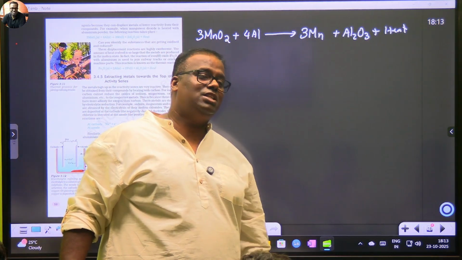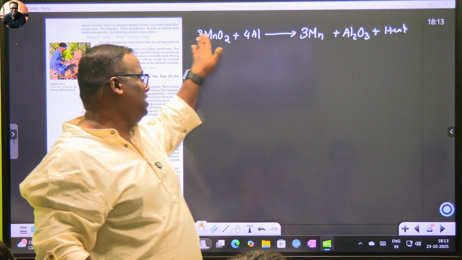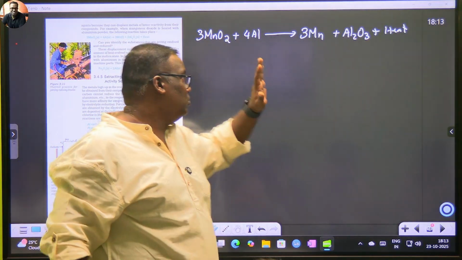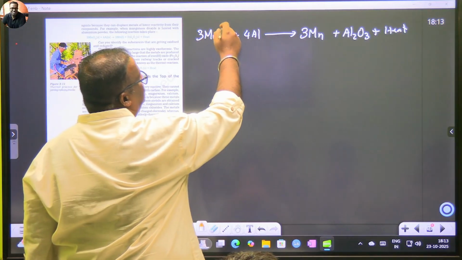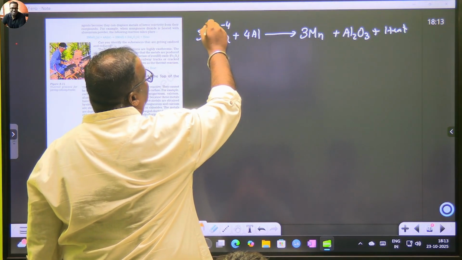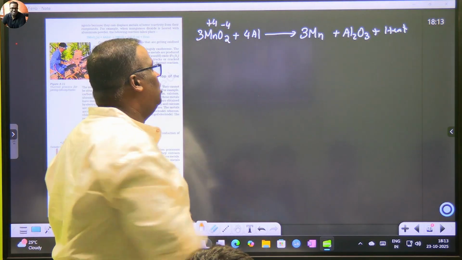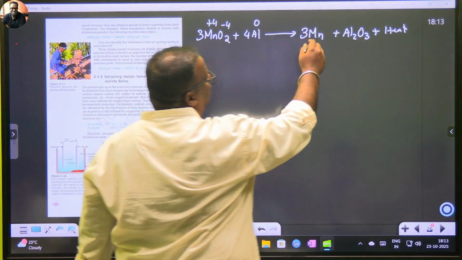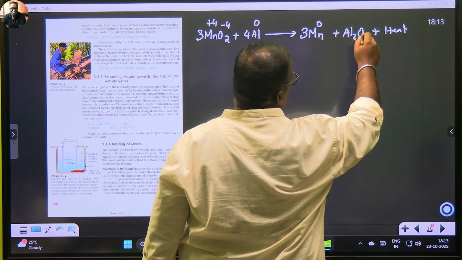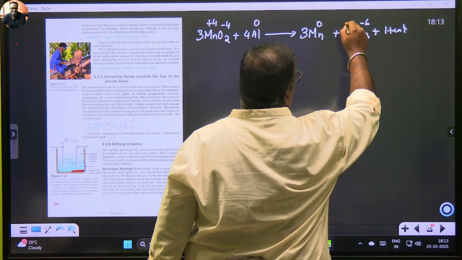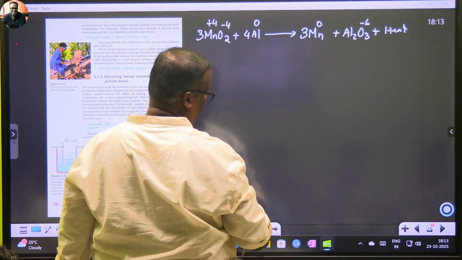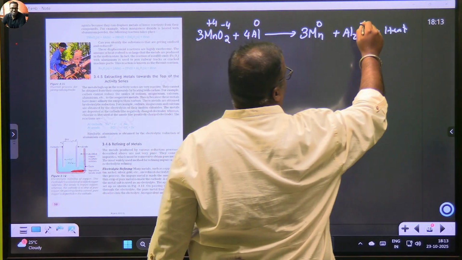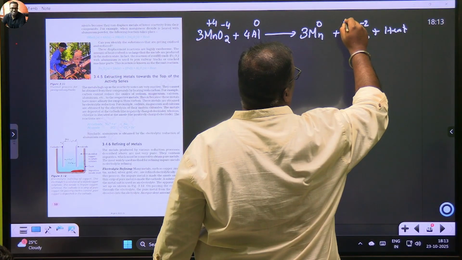If you want to test it by oxidation state, these coefficients have no role for us. So let's test it by oxidation state. Oxygen is what? -2. 2 oxygens means this is at -4, so manganese must be at +4. Aluminium out here is in 0 state. Then Mn is in 0 state. 3 oxygens means -6, so this should be +3. Oxygen is -2, aluminium is +3.